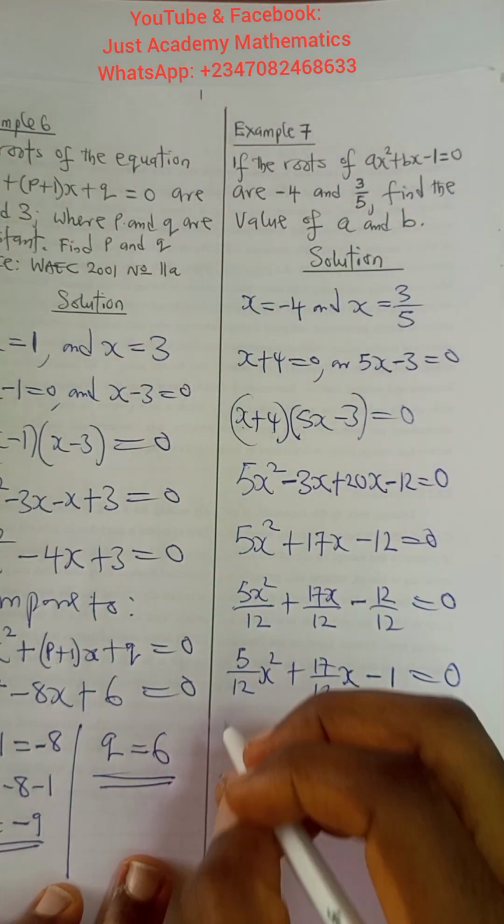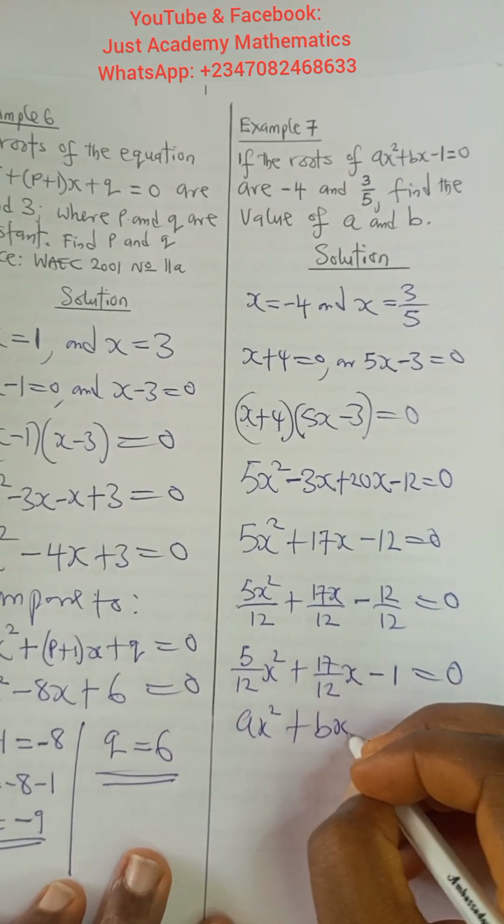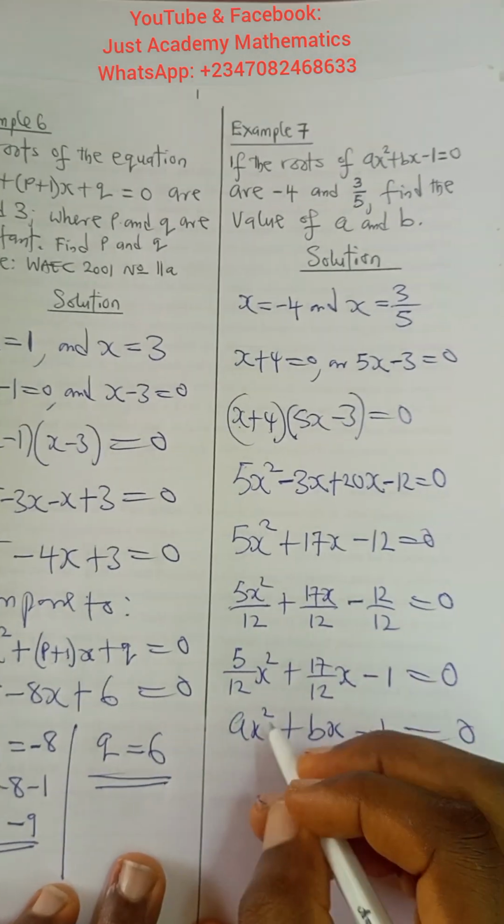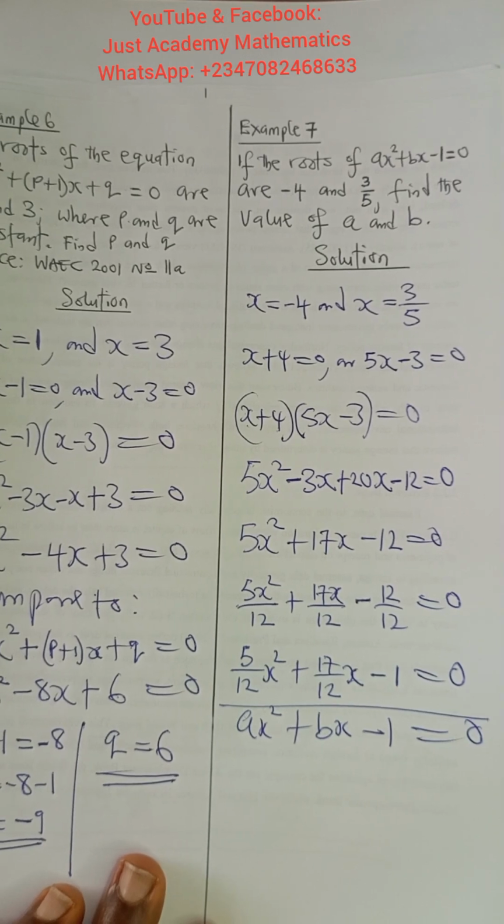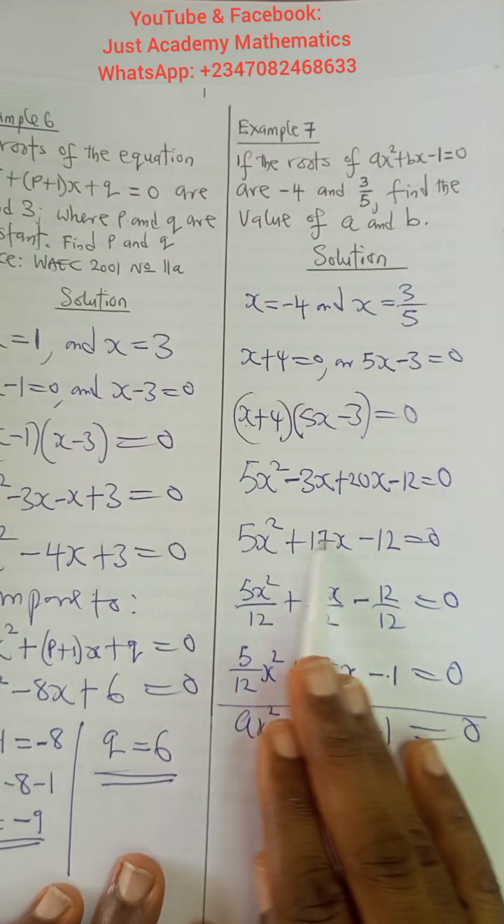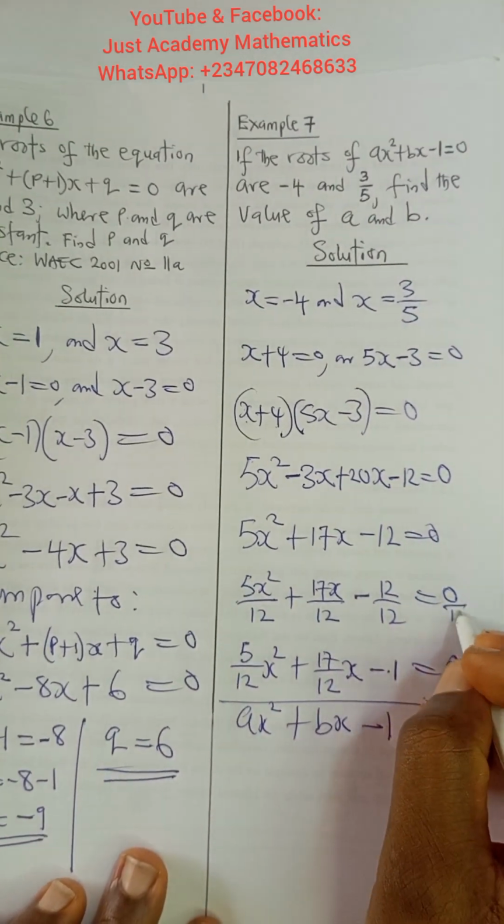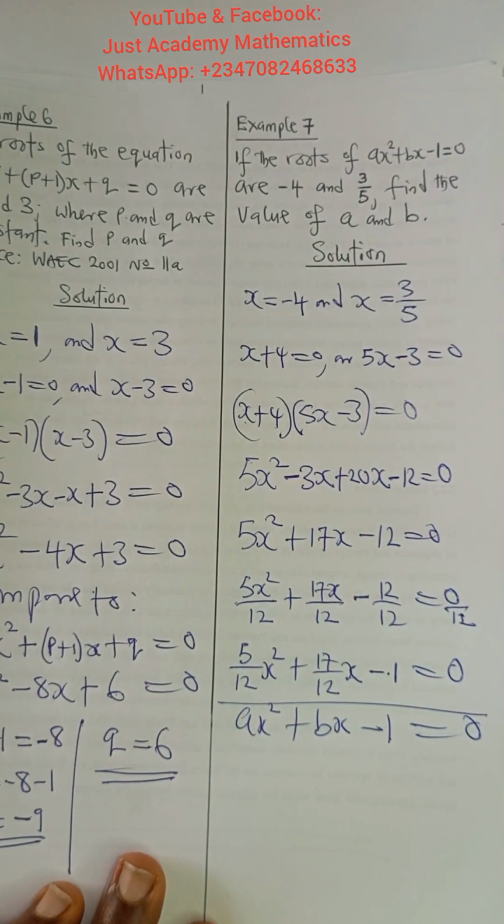Notice that if you compare the coefficients, now you have ax squared plus bx minus 1 equals 0. We are comparing the coefficients now. Here is minus 1, here is minus 1. This and this are the same, because of what I did to all. Even when you divide the 0 by 12 too, you still get 0 here. Do you get what I'm saying?